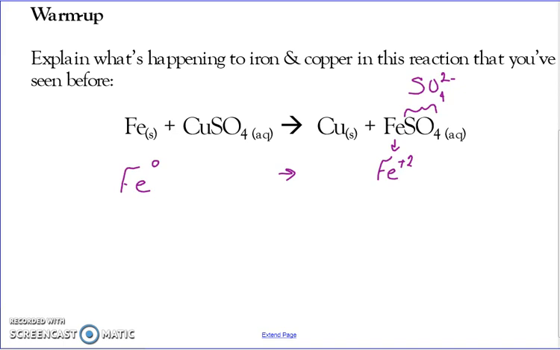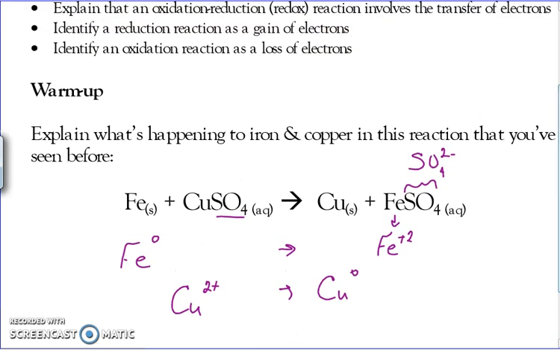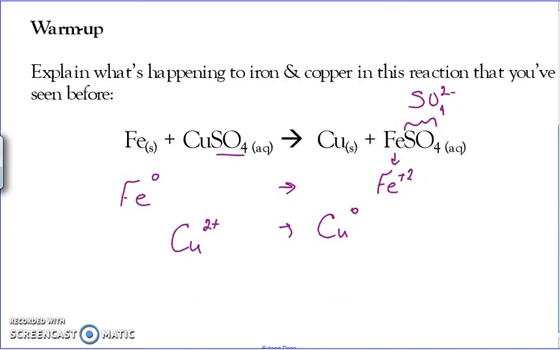So similarly, copper starts out with sulfate, so that must be a 2+ charge. So Cu starts out as a 2+ charge, and then at the end, Cu is all by itself. Cu being all by itself has an oxidation number of 0. Well, what's happening here is both an oxidation and a reduction. Oxidation, as it says up here, means a loss of electrons. Reduction means a gain of electrons.